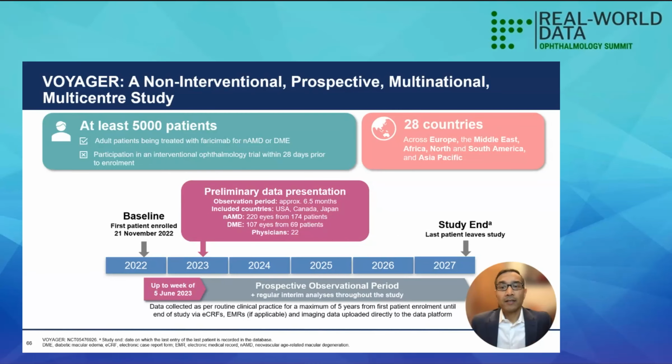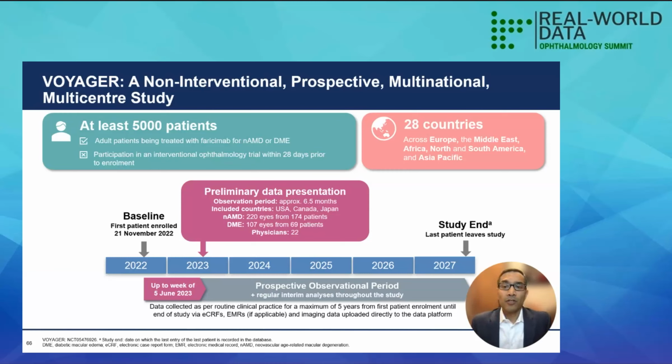The Voyager study is a non-interventional, prospective, multinational, multi-center study. We're looking at adult patients being treated with faricimab for neovascular AMD or DME. And we're looking at patients that potentially could have been in prior Roche studies or interventional studies, but can't have been in a study within the last 28 days.